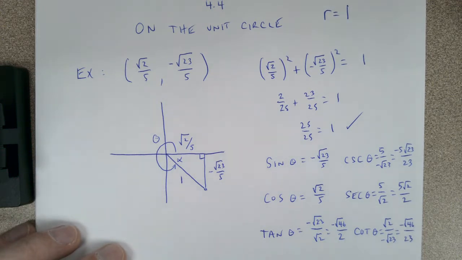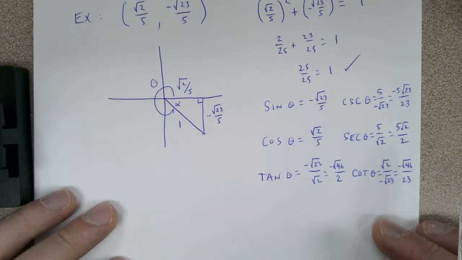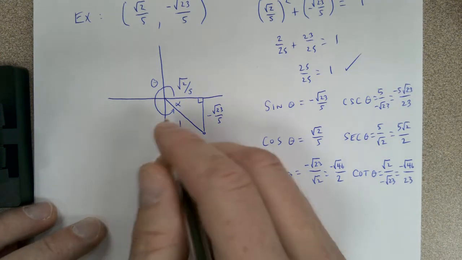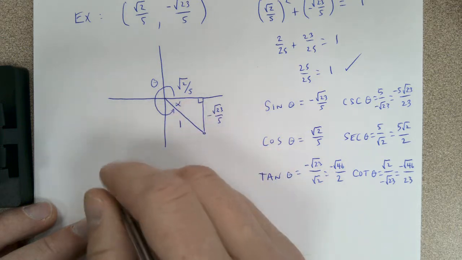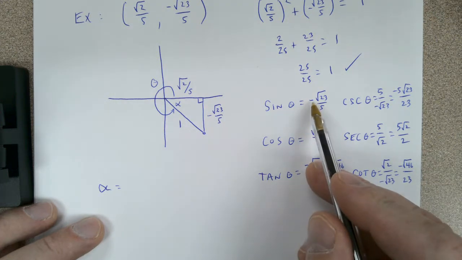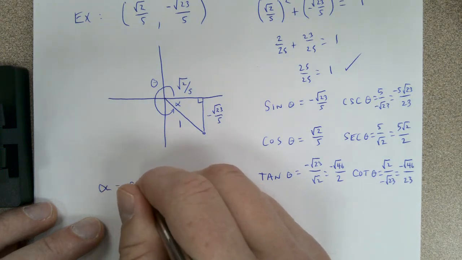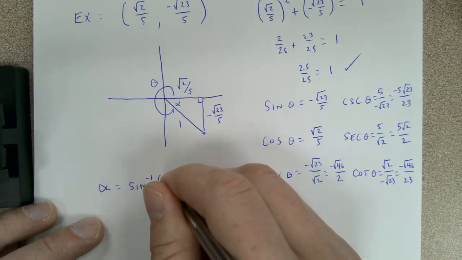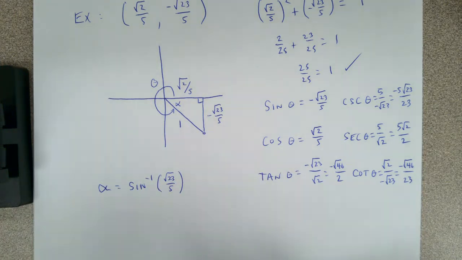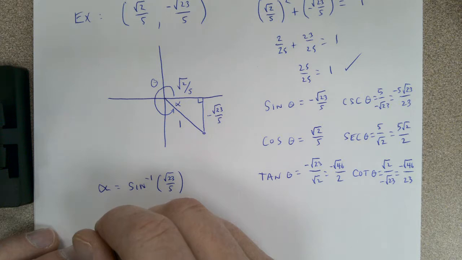Okay. Now, we found our 6 trig functions. Now we're going to find our theta and our alpha. We're going to need our calculator to do this. So alpha is the angle in the triangle, so let's start with that. If we know that sine is equal to negative radical 23 over 5, I can do the inverse sine of radical 23 over 5. Again, I'm just going to make that a positive value because I'm finding the angle in the triangle.